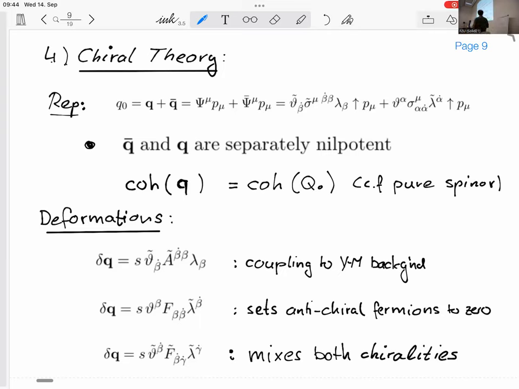And then you can ask, can I deform? Now, so far we've just bosonized the usual N equals one worldline fermion with this trick. And now we can ask, can we deform? Can we introduce background fields? Now we can start talking about deformations of this Berkovits-like operator, little q. And this is one that would be very familiar.